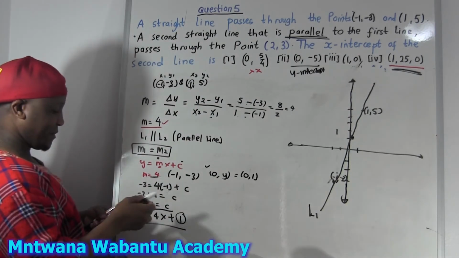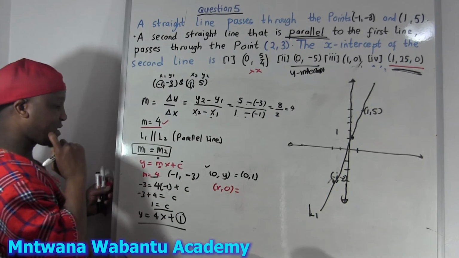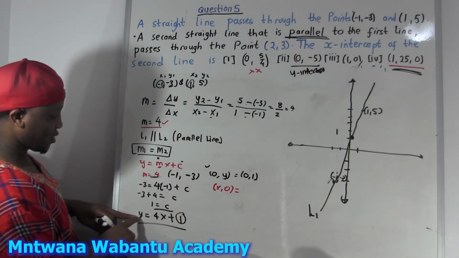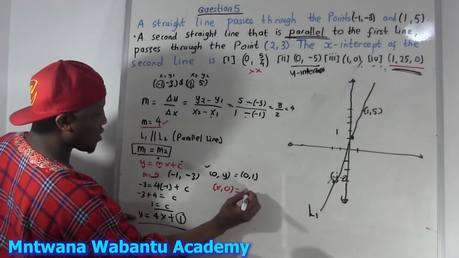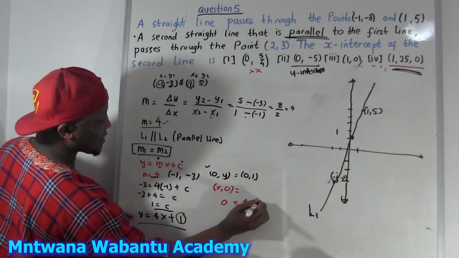Now let's get the x-intercept. For the x-intercept, y equals 0. So now we're going to take this equation. Okay, so for the x-intercept, y equals 0, so 0 equals 4x plus 1.